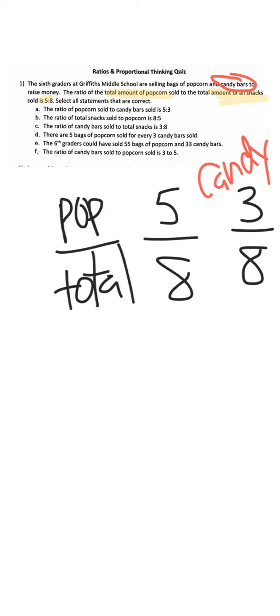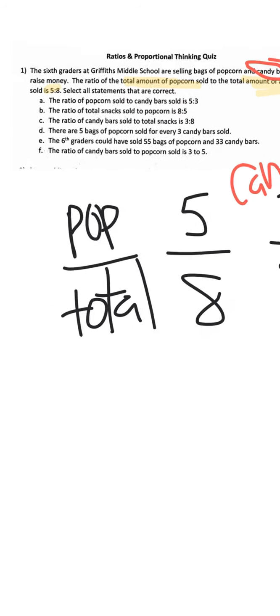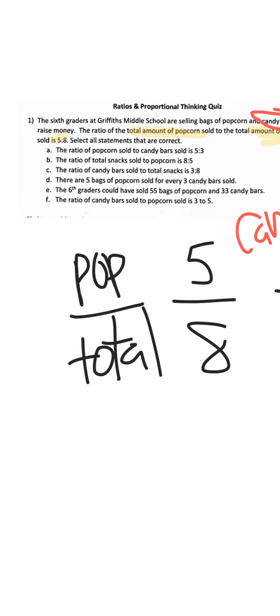So over here we have the ratio of popcorn sold to candy bar sold is 5 to 3. So popcorn is 5, candy is 3. So that is correct, right? Popcorn sold would be 5, candy is 3. So this first answer is correct. Let me see if I can zoom in for you guys. I'm trying to circle it.